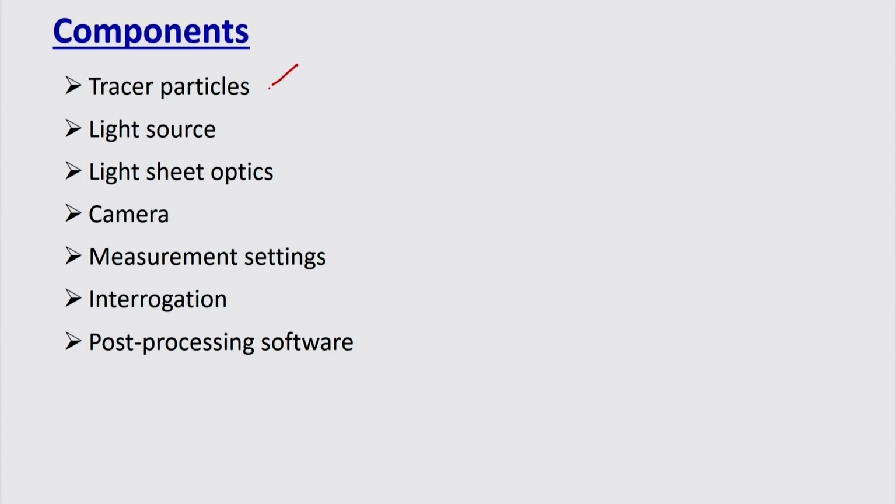Then the second important thing is the tracer particle. First we will discuss the components we require in PIV experiments to do the measurements, and then we will see what the critical elements are. Definitely, what we require is a tracer particle or seed particles, which you use to seed the flow, and which will be illuminated in the presence of the laser light. Then you need a laser source and laser sheet optics.